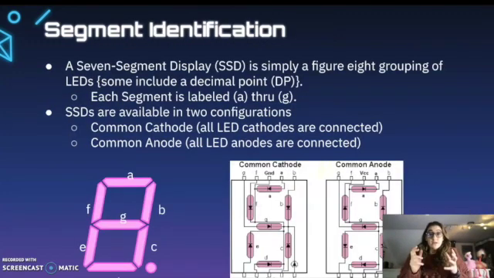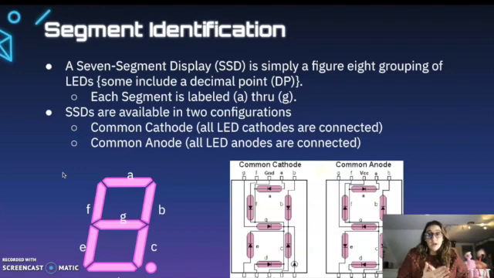Looking at how we control a 7-segment display, it's actually a figure 8 grouping of LEDs, and sometimes it also includes a decimal point. Each segment is labeled A through G. You can see the way it's labeled down here. It goes around in a clockwise pattern: at the top A, then B, C, D for the bottom, and the decimal point, then E, F, and G is the center. So all of the segments, or individual LEDs, are labeled by a letter.